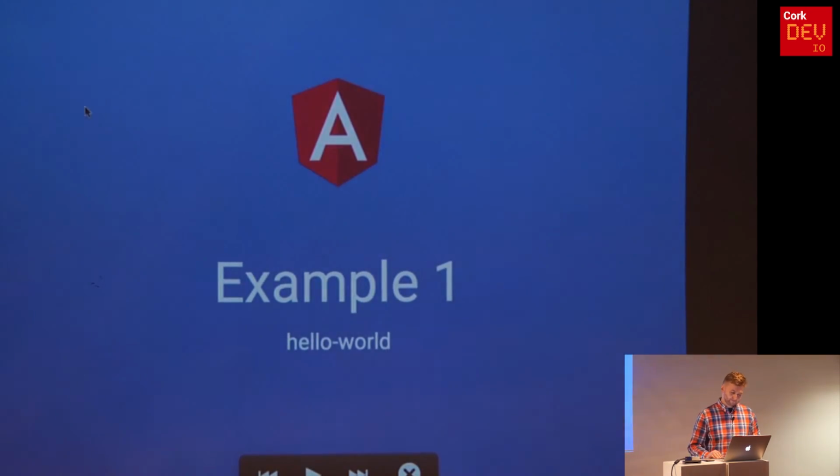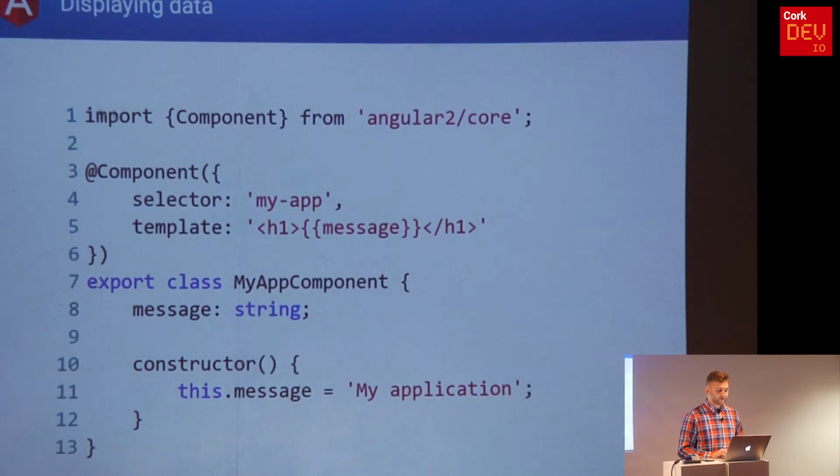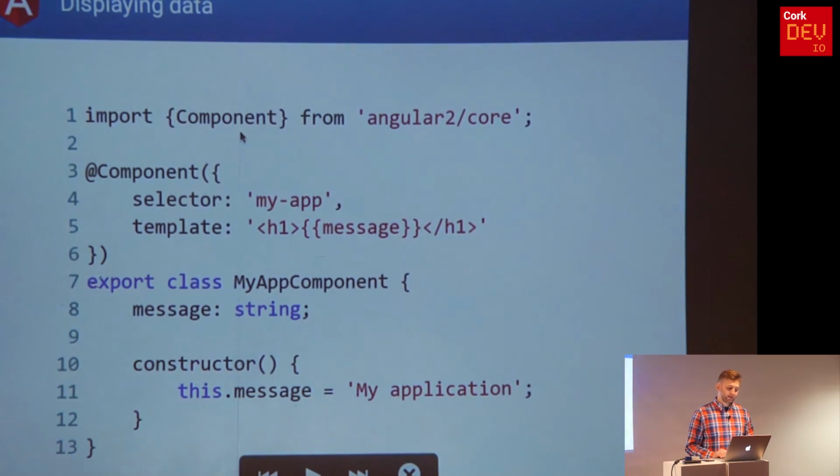Obviously we want to do something more dynamic. How can we actually display data? How can we display a message coming from our component? The message is a variable in my component class, which is a string. This is coming from TypeScript. And I have a constructor, where I'm going to set this.message equal to my application. It's quite similar to the previous example, but now I'm going to use interpolation to actually display this message.